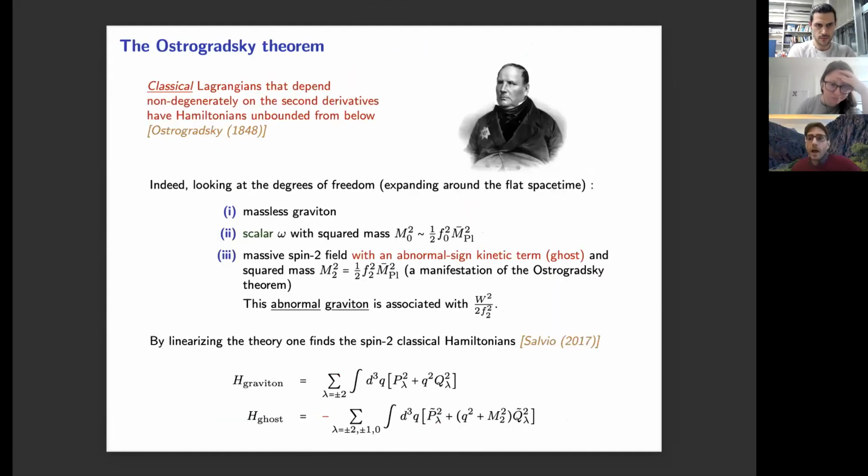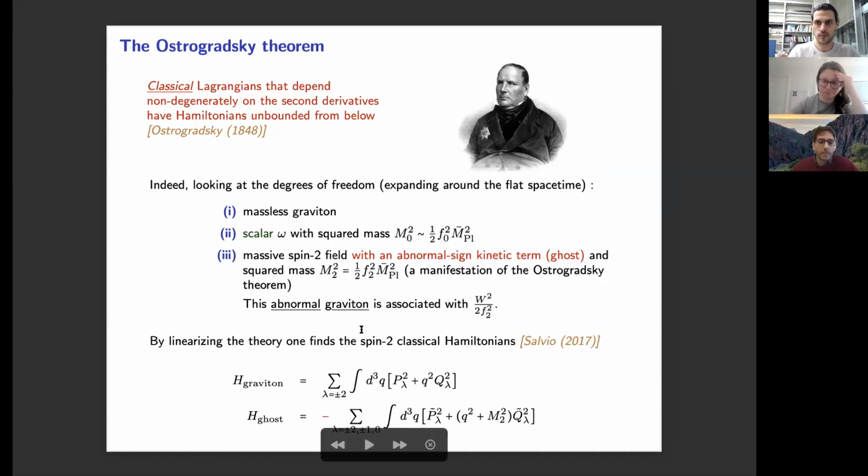Okay, so now the Ostrogradsky theorem states that Lagrangians that depend non-degenerately on the second derivatives have Hamiltonians unbounded from below. This is the case in quadratic gravity at the classical level. The way we see it is, for example, just by looking at the degrees of freedom around Minkowski space, which are the massless graviton, a scalar ω with a squared mass given by this formula, and a massive spin-2 field with some abnormal sign kinetic term, what is sometimes called a ghost, and a squared mass M_2 squared given by this formula. So this is the way the Ostrogradsky theorem manifests in this particular theory.